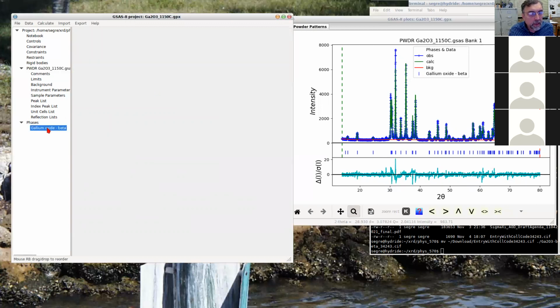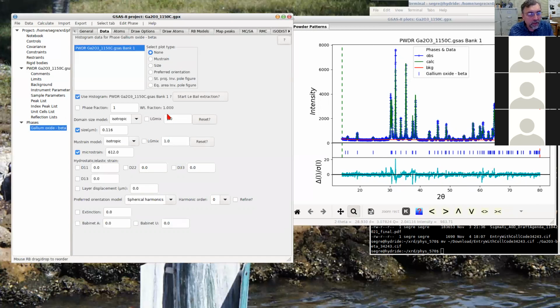And we'd have to look at other possibilities like extinction. We've decided preferred orientation doesn't work too well. We could try a different kind of strain broadening. But for the moment, I think this is good enough.